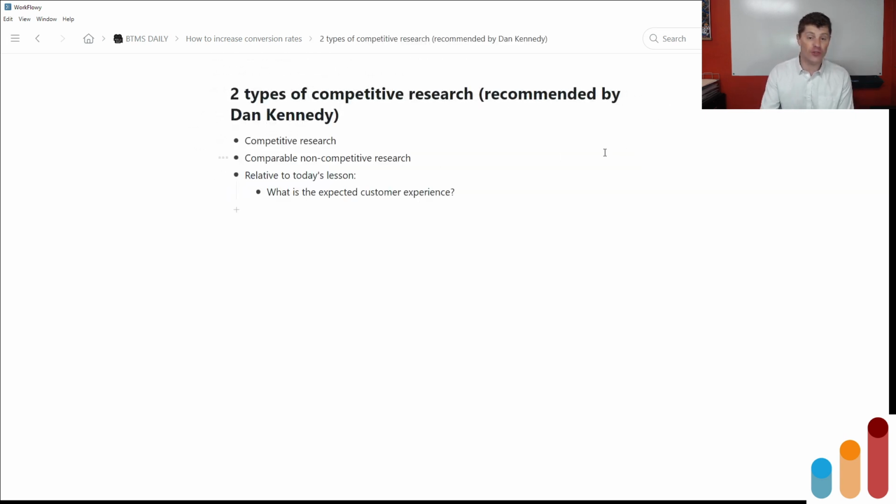And so this comes down to two types of competitive research that I associate with Dan Kennedy, because he's who I remember hearing this from first or most distinctly. You want to do competitive research. So you want to say, who are all the people that are selling basically the same things as me, right? Who are fulfilling the same promises, right? Who are offering the same solution to the same problem, or slightly different solutions. The things that you'd think of as competitors. But then it's important to do comparable non-competitive research. So who sells an offer kind of like this?